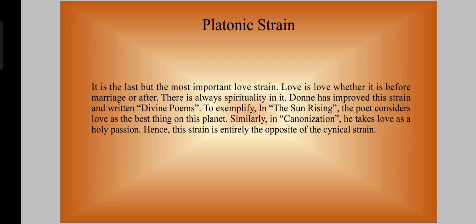Next and the last is Platonic strain. It is the last but the most important love strain. Love is love whether it is before marriage or after. There is always spirituality in it. Donne has improved this strain and written divine poems to exemplify. In The Sun Rising, the poet considers love as the best thing on this planet. Similarly, in The Canonization, he takes love as a holy passion. Hence, this strain is entirely the opposite of the cynical strain.